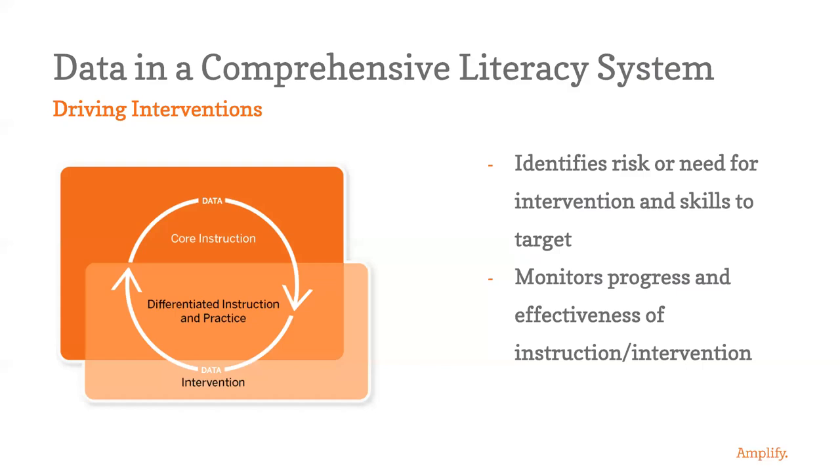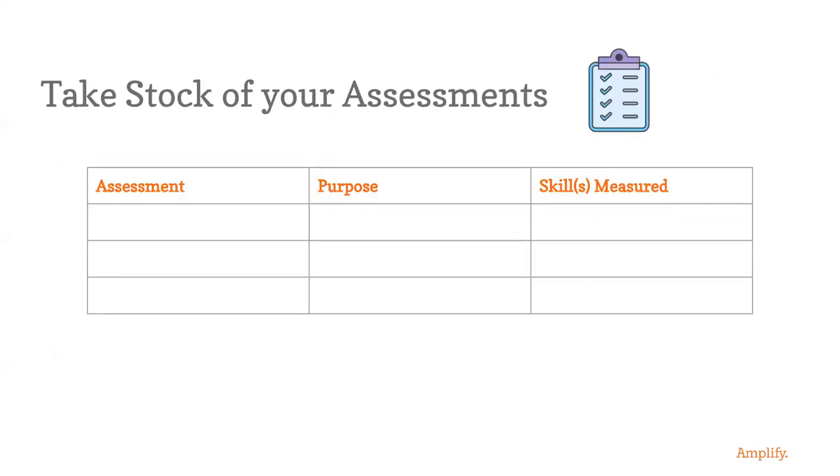All right, so that was a lot. We covered a whole literacy system and different ways that we can use assessments and data to drive our system. So let's take a minute and give you all a chance to really think about the assessments that you have in your system. List your assessments. You can just jot it down on a piece of scratch paper. Indicate what purpose they serve or what type of assessment they are, and the skills that they measure.